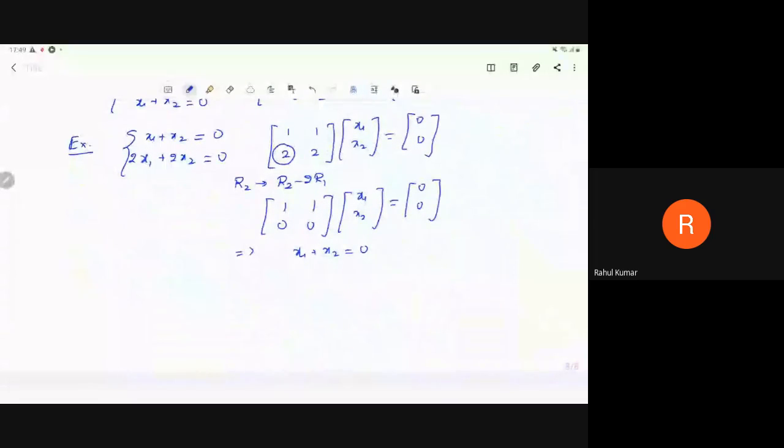So what is the solution in this case? Because there are two variables and only one equation, assume x2 equals some constant, say a. So what is x1? Minus a. So what is your solution vector? x1 is minus a and x2 is a. So you can say that all constant multiples of minus 1 and 1 are solutions. In fact, a is any real number, so it has infinitely many solutions.